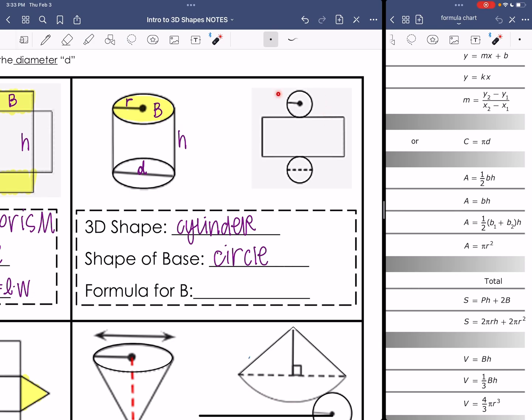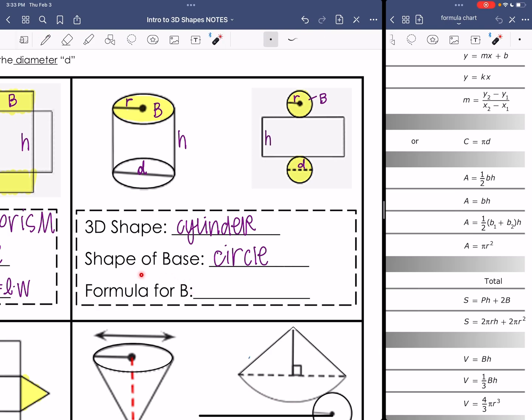Now looking at this net, we want to again identify our base. So our base is going to be the flaps that are sticking out of our net, and this is going to be big B. Now looking up top, I see that my line only goes halfway, so this is an example of its radius. Looking at the bottom circle, this line goes all the way across, so this is going to be an example of the diameter. And again, lastly, the height is the distance between your bases, so this would be h. This would be your height.